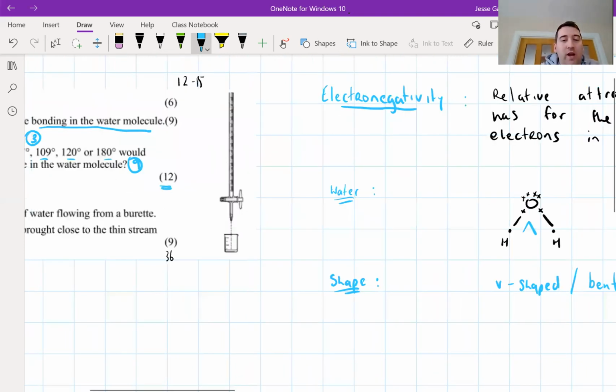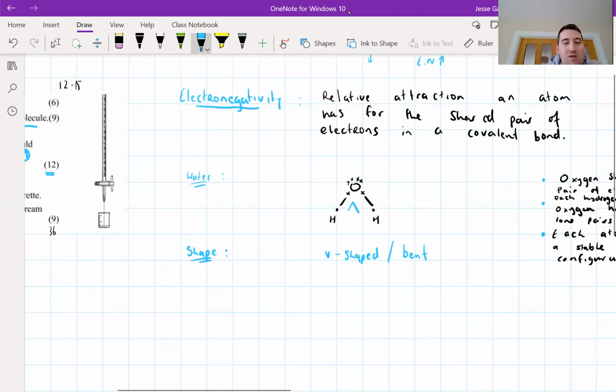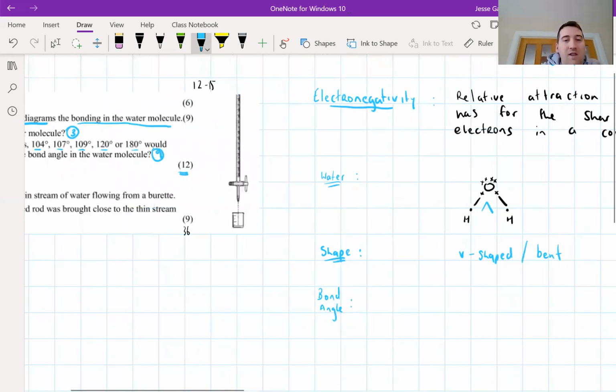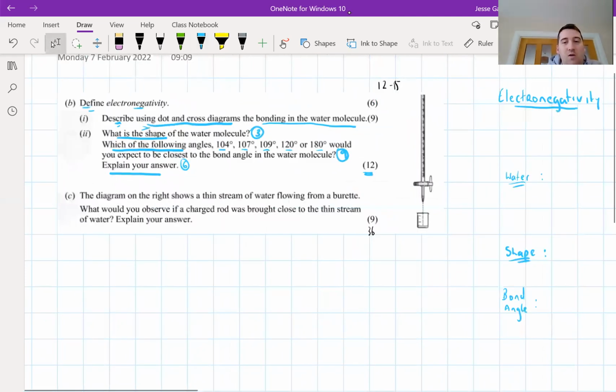Okay, so which bond angle is the closest out of these options? So pause the video and choose which bond angle is closest. And this question is a little bit annoying because none of those are the exact bond angle that we learned about in class. But it's not asking what's the exact bond angle, it's asking which one is closest and why. So we're okay with that. It's not saying which one of these is the right one.